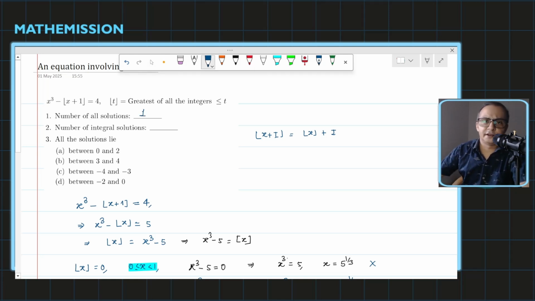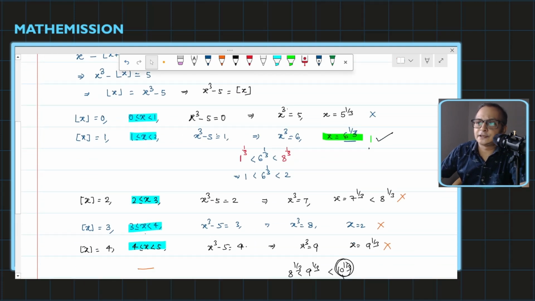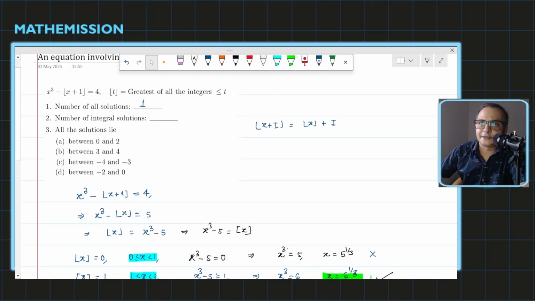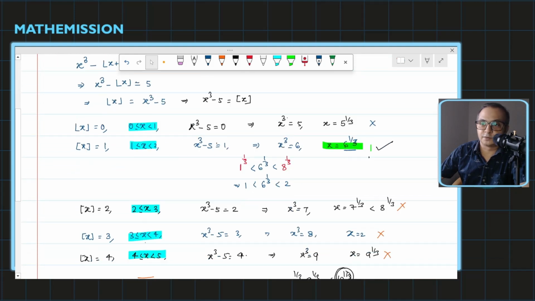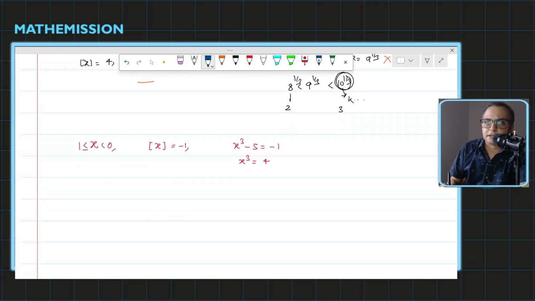What is the number of integral solutions? Since we have not found an integral solution so far, I should solve this first part by seeing whether an integral solution is possible or not. So let's find out whether integral solutions are possible or not. Suppose x is an integer. Let's say x is equal to an integer, x belongs to the integers.